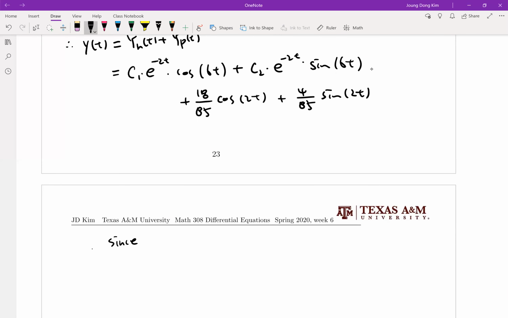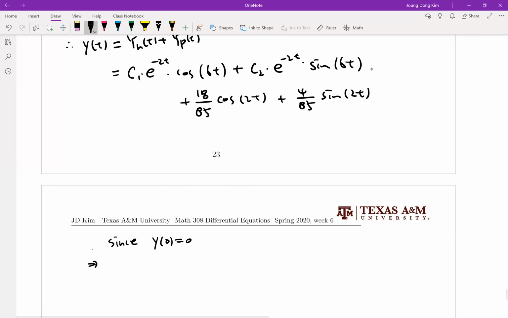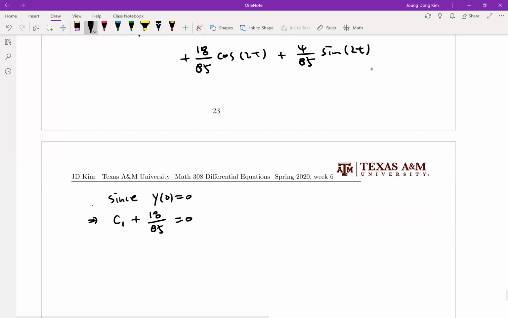Since y(0) equals 0, plug in 0 there. All the sine terms will be 0, and we're going to have only the cosine terms. So it is c1 e to the 0 equal to 1, and cosine 0 equal to 1, plus 18 over 85 must equal 0. Then we can conclude your c1 is equal to negative 18 over 85.